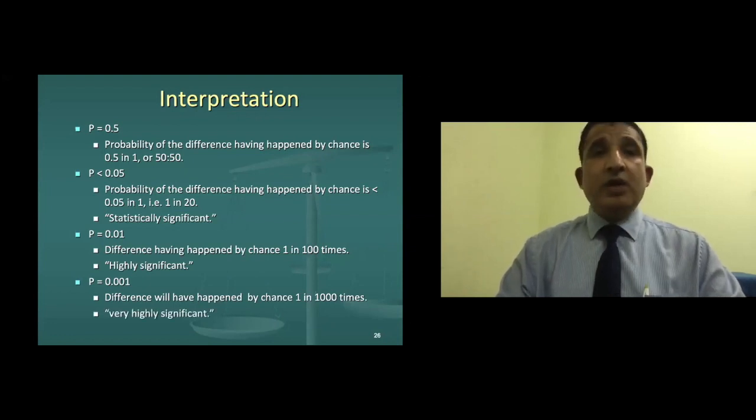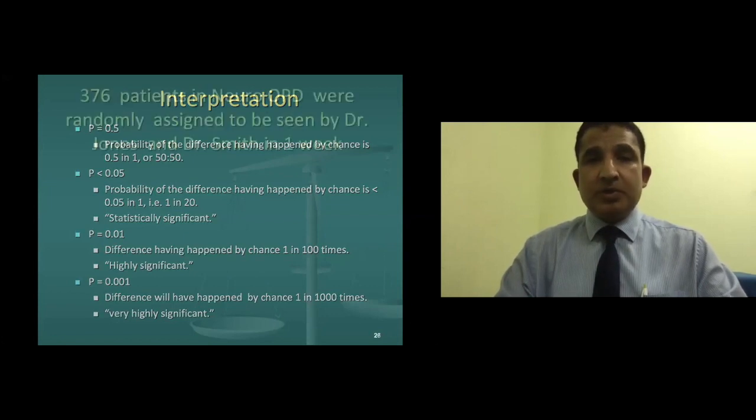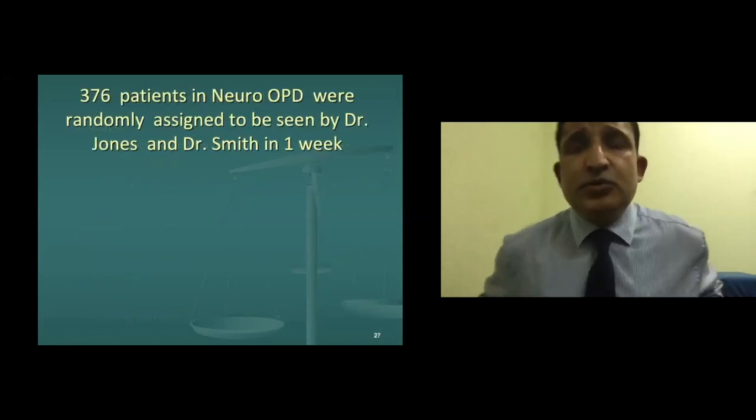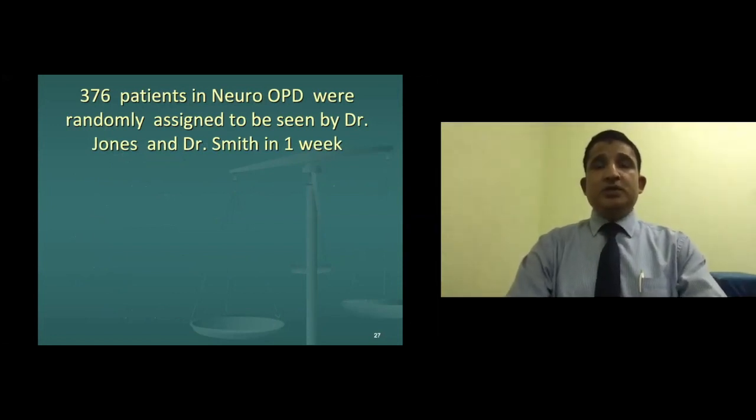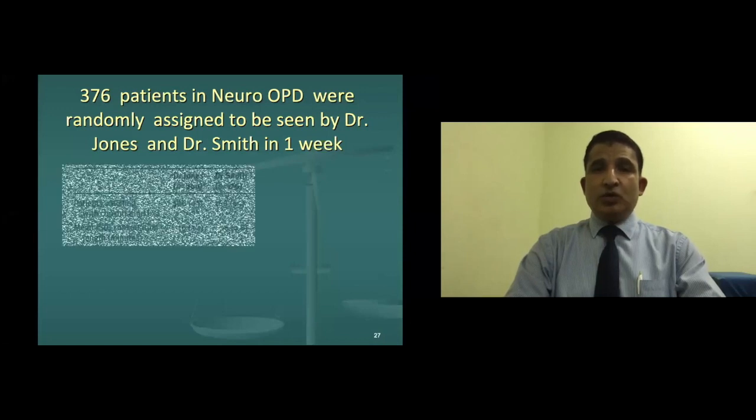If you have a larger sample size, your chances of having a very highly significant outcome is higher compared to if you have a small sample size. Let's go with this example. There were 376 new patients in neurosurgery OPD. They were randomly assigned to be seen by Dr. Jones and Dr. Smith. I have taken this example from the book I showed earlier.